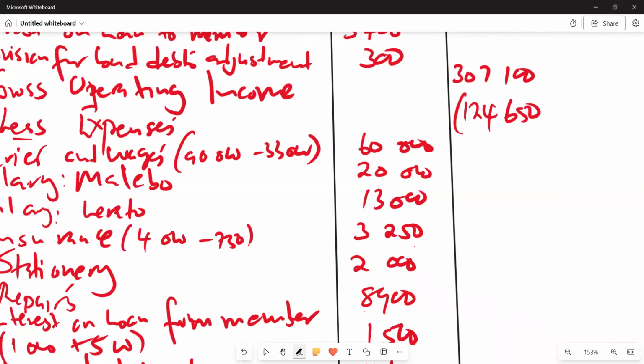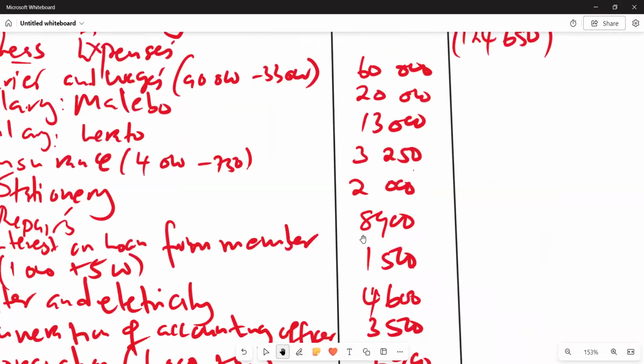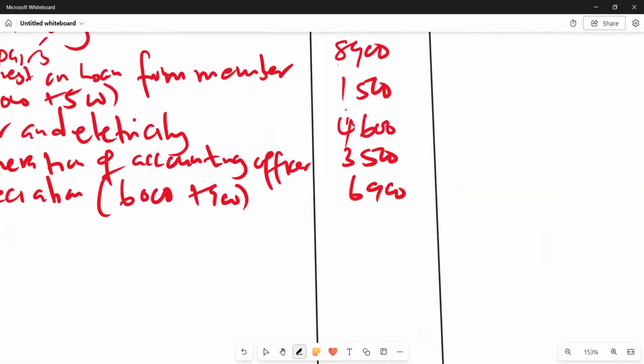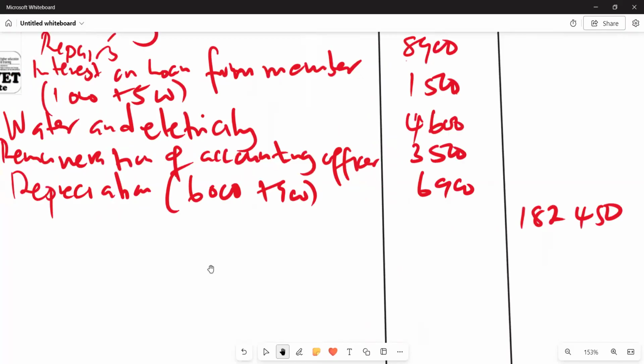And we are saying less, so we are subtracting. So if you say 307,100 minus 124,650, you are supposed to get your net profit here. Net profit, net income, so it is supposed to be 182,450. It's a positive, so it's our net income. So here, description, we're saying net income before tax.